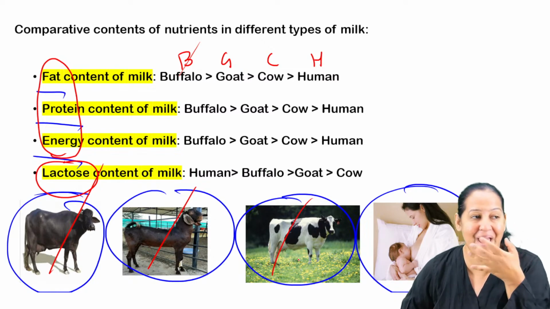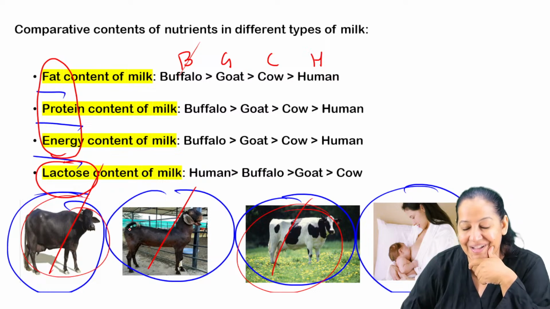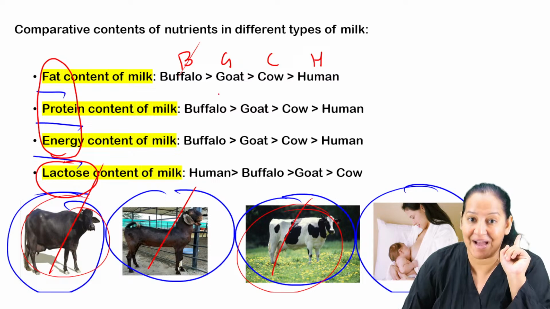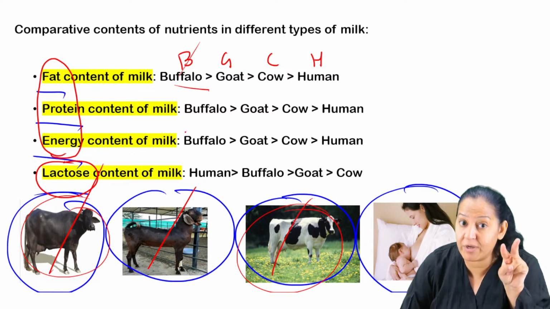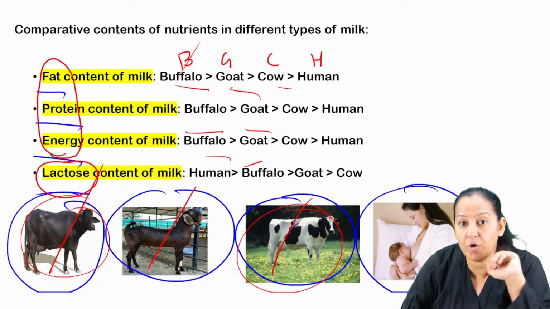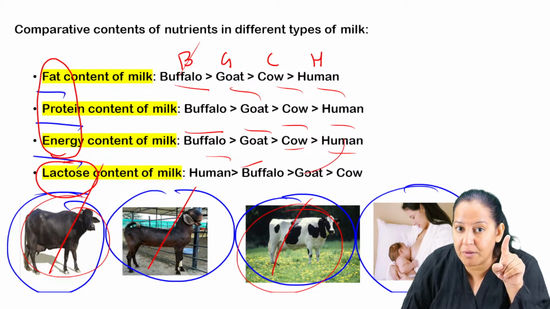So it's a myth. You know, my granny says that cow's milk is more nutritious than buffalo. No, the granny is wrong. Buffalo milk is more nutritious than cow. The science says that. So maximum fat is present in buffalo. Maximum protein is present in buffalo. Maximum energy is present in buffalo. Followed by goat, followed by cow and followed by human milk. So in this sequence, but only for lactose, human will be the first.